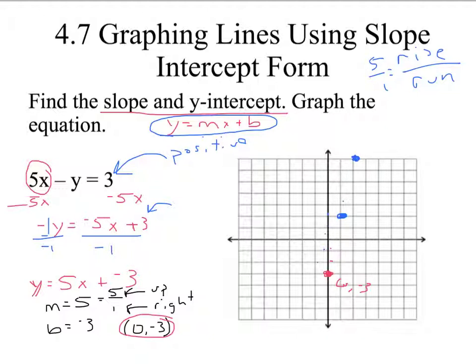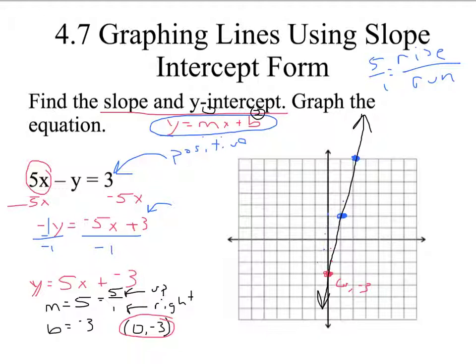From here, I'm graphing a line, which means I do need to draw a line. So I'm going to draw a line straight through. Lines always have arrowheads on them, and I am done. Once you find the slope and your y-intercept, you are able to graph it. But first you need to put it into slope-intercept form, which is y equals mx plus b, where the mx comes first, the b comes second. That is slope-intercept form, and I'm finding the slope and my y-intercept.